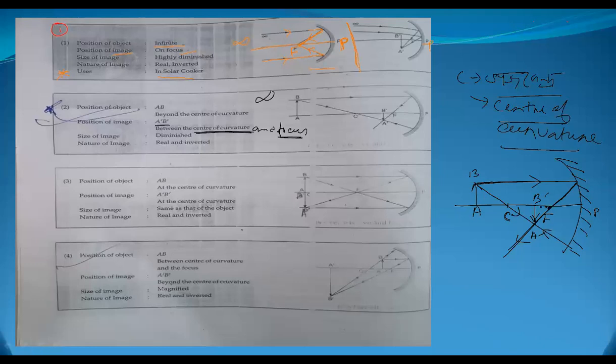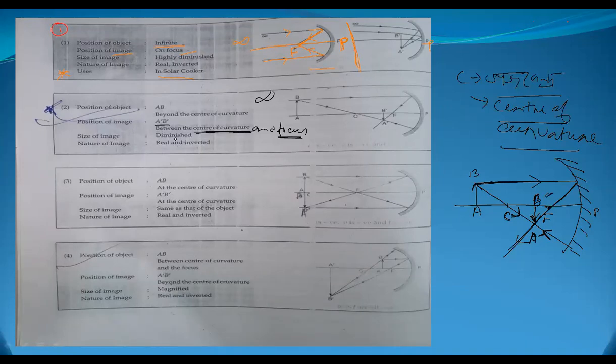So now see the ray which is parallel to the principal axis, after striking it will pass through the focus. Again the ray which passes through the focus will strike and go in the same direction, and this is the point of intersection. So this will be the image A dash B dash, and the position of the image is between the focus and the center of curvature.